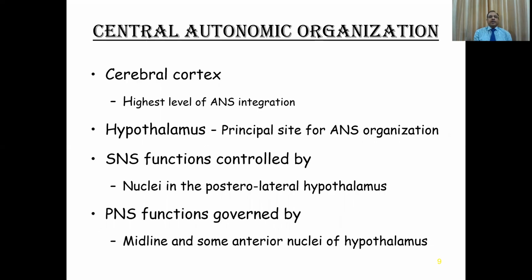Now, central autonomic organization is controlled at the highest level in the cerebral cortex, whereas hypothalamus is the principal site for the organization of autonomic nervous system. The nuclei in posterolateral hypothalamus control sympathetic nervous system functions, whereas parasympathetic nervous system functions are governed by the nuclei located in midline and anterior portion of hypothalamus.